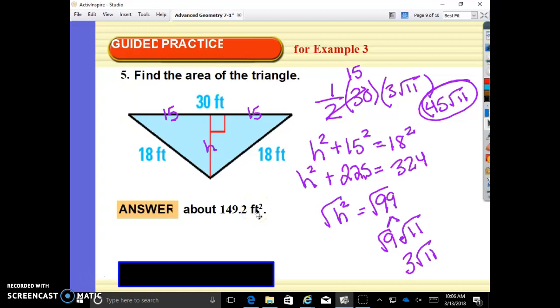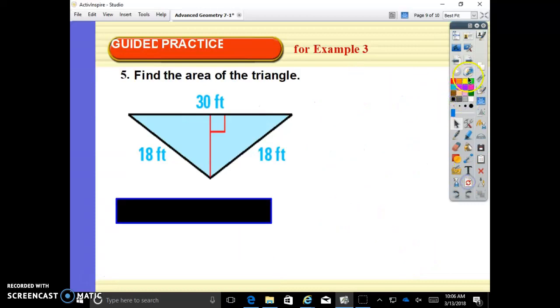So if you would have done the 99 square root button times 30 equals, divide by 2 equals, you would have gotten the same answer of 149.2481156, which rounds to 149.2, because 0.4 does not increase that. It remains the same.